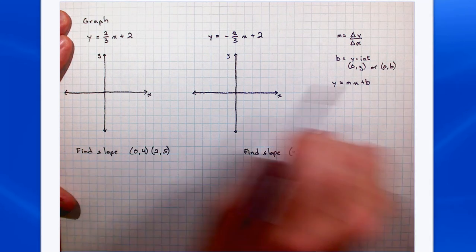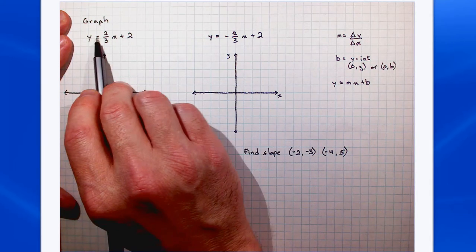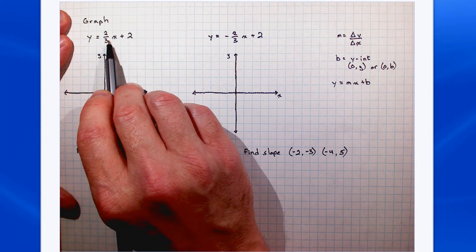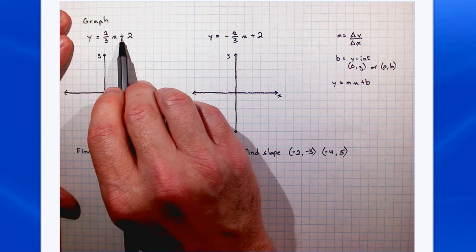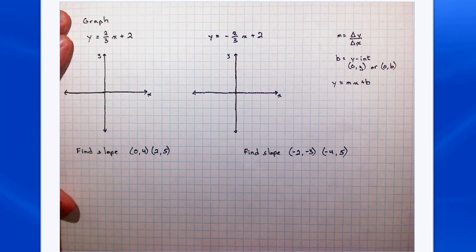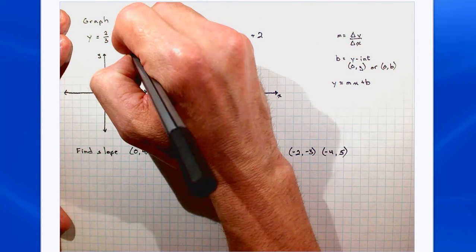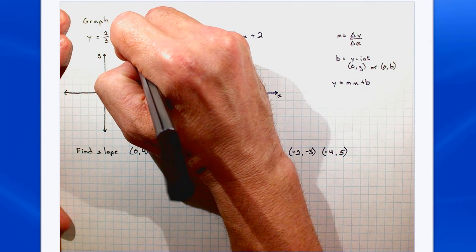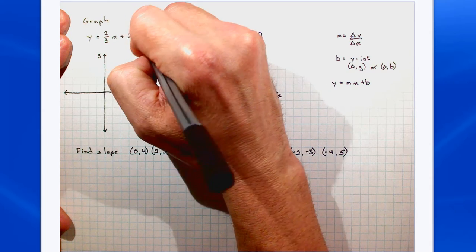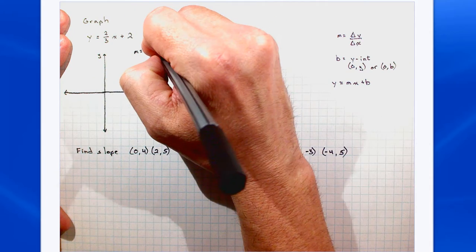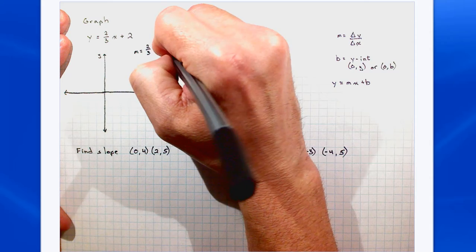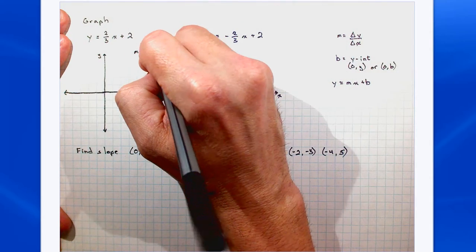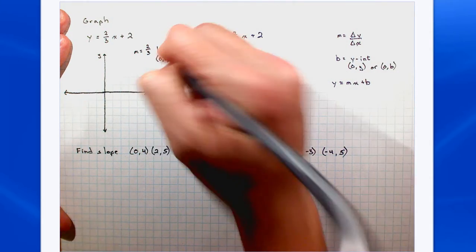All right. So here's our first equation. y equals 2/3, 2 over 3, x plus 2. So pause the video and identify the slope and identify the y-intercept. Okay, for this problem, my slope is m equals 2/3, and my y-intercept, b, is 2, which I can rewrite as 0 comma 2.